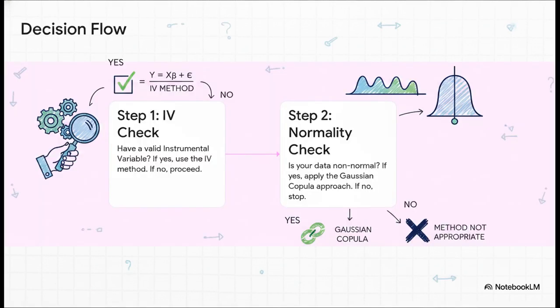So the decision process is pretty simple. First, you ask yourself, do I have a valid instrumental variable? If you do, great, you can use the traditional method. But let's be honest, most of the time, the answer is going to be no. So you move on to step 2. Is my data non-normal? If the answer is yes, you're in business. Go ahead and apply the Gaussian Copula approach. If your data is normal, well, then this method just isn't the right fit.